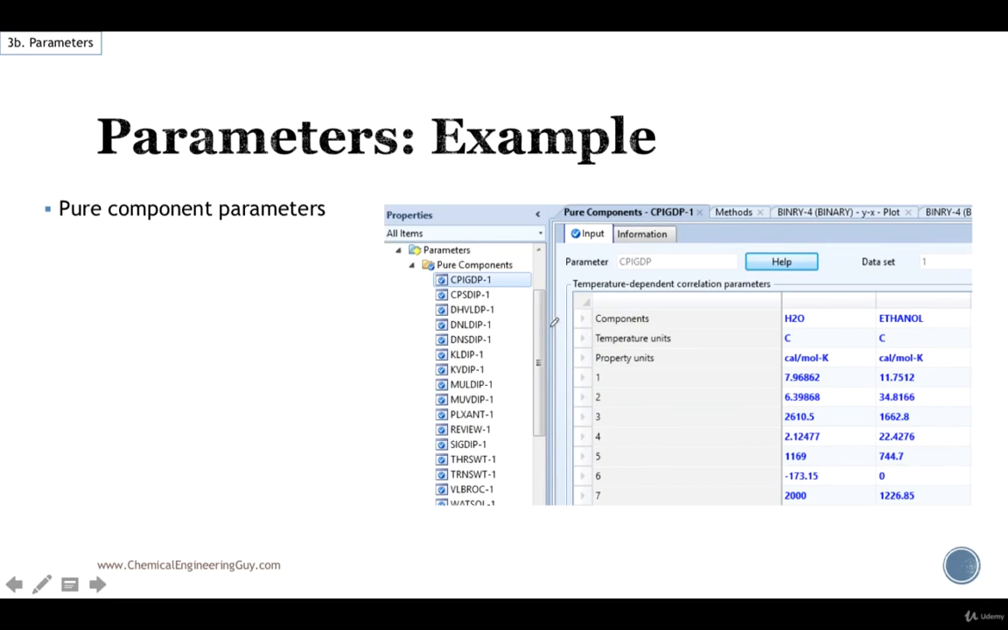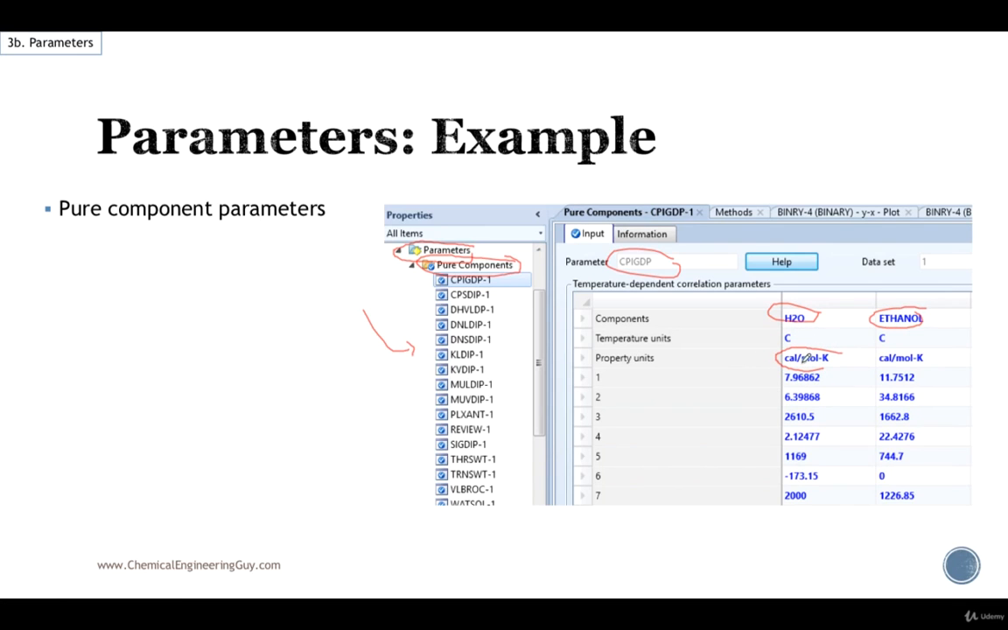Let's check out an example of parameter. Don't worry, we will be revisiting this section right here because we are going to be working a lot with parameters. So we are in the parameter folder. We go to the pure components and each one of them, let's say CPIGDP, is most likely CP, which is maybe the specific heat capacity of an ideal gas changing with pressure. Maybe it's parameters right here. So the components: water, ethanol, pure substances.